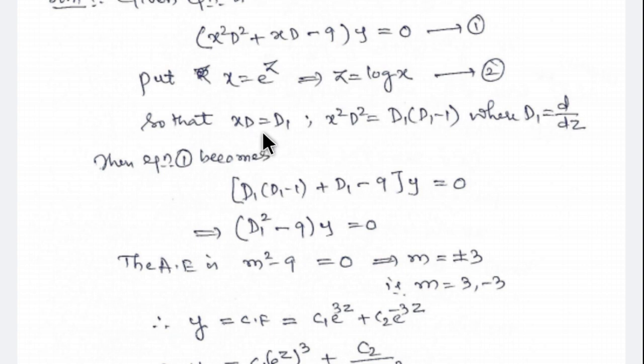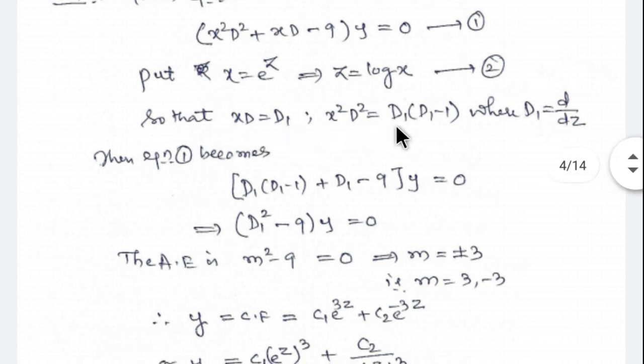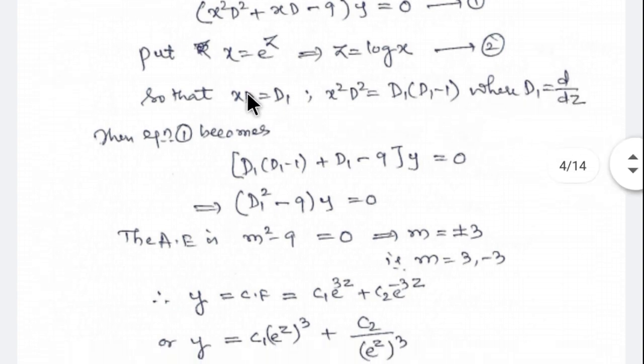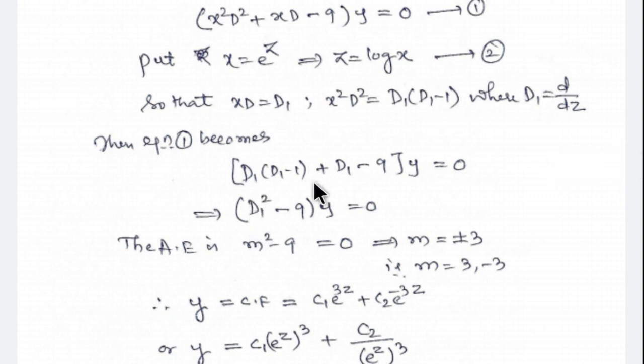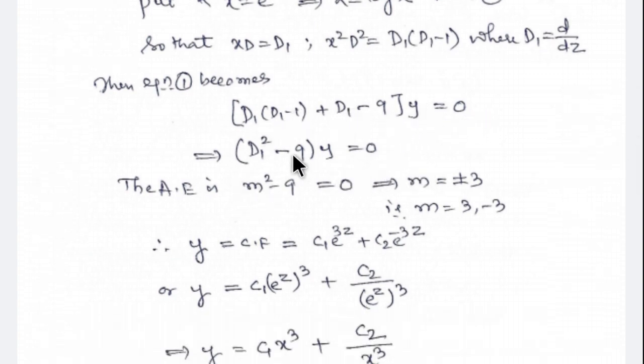So xd is replaced by d1, and x square into d square is replaced by d1 into d1 minus 1, where d1 stands for d by dz. Here we are changing x to z. Then equation 1 becomes d1 into d1 minus 1 plus d1 minus 9 into y equal to 0. After simplifying, d1 minus d1 gets cancelled, and you get d1 square minus 9 into y equal to 0.